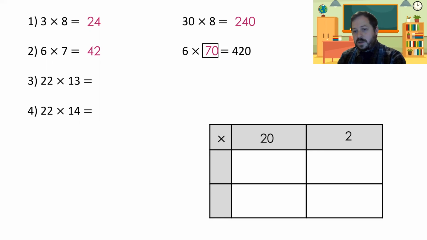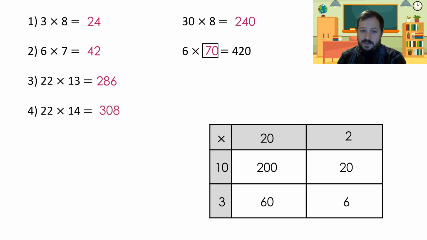So we can use our grid method down here. We partition 22 into 20 and 2 and 13 into 10 and 3. Then we times 10 and 20 together to get 200, 10 and 2 to get 20, 20 and 3 to get 60, and 2 and 3 to get 6. Then we add them all together to get 286. If we do the same with number 4, 22 and 14, it's just another 22. So realistically, rather than doing it all over again, we could just add another 22 on top and get 308.